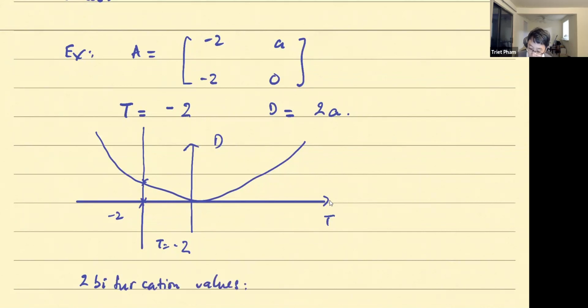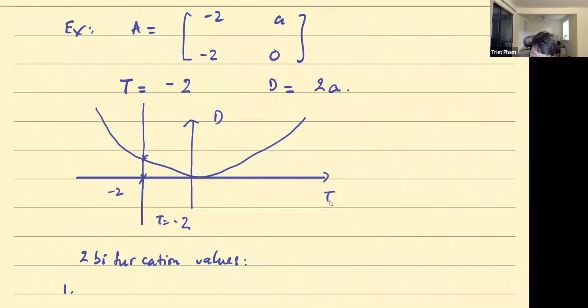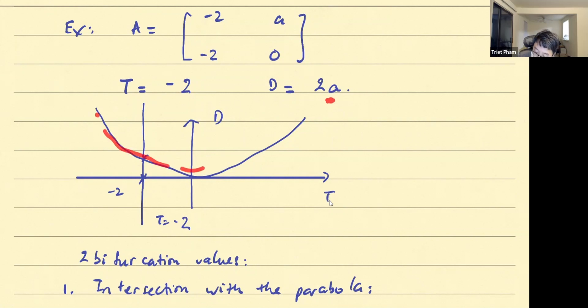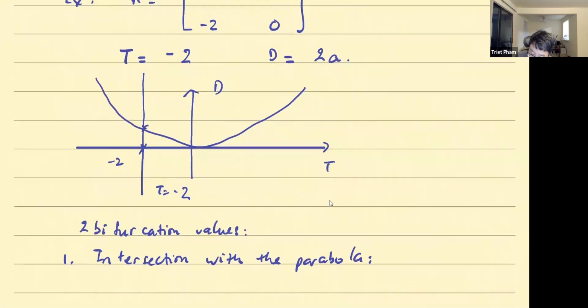Right. The first one is the intersection with the parabola. And don't forget, what are we solving for? We're solving for the value of little a. That is the critical value for the bifurcation. So you want to translate, again, the language of the trace determinant back to the a. So what do we have?